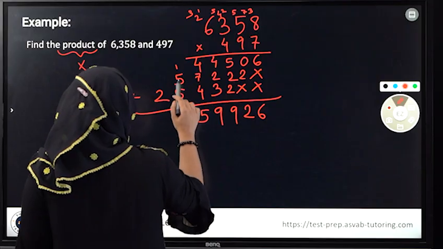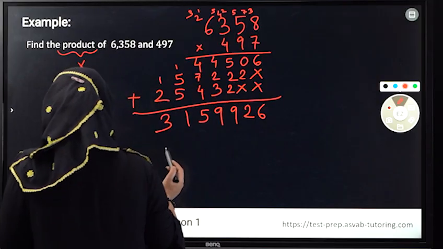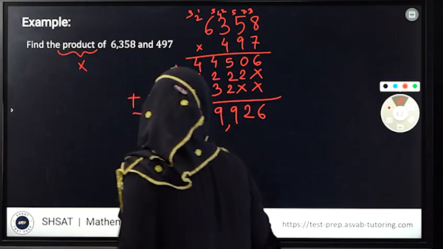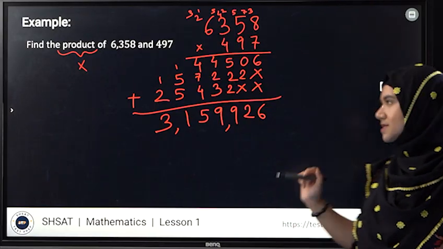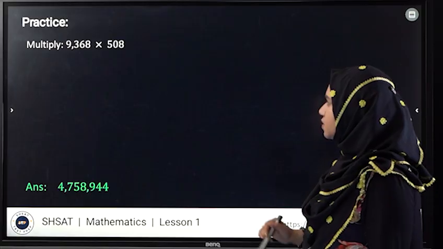Carry the 1. 5 and 5 is 10 plus 1 is 11. Carry the 1. 2 and 1 is 3. So that gives us 3, 1, 5, 9, 9, 2, 6. All right. So we're done with another one, as you can see. Let's move on to this one.